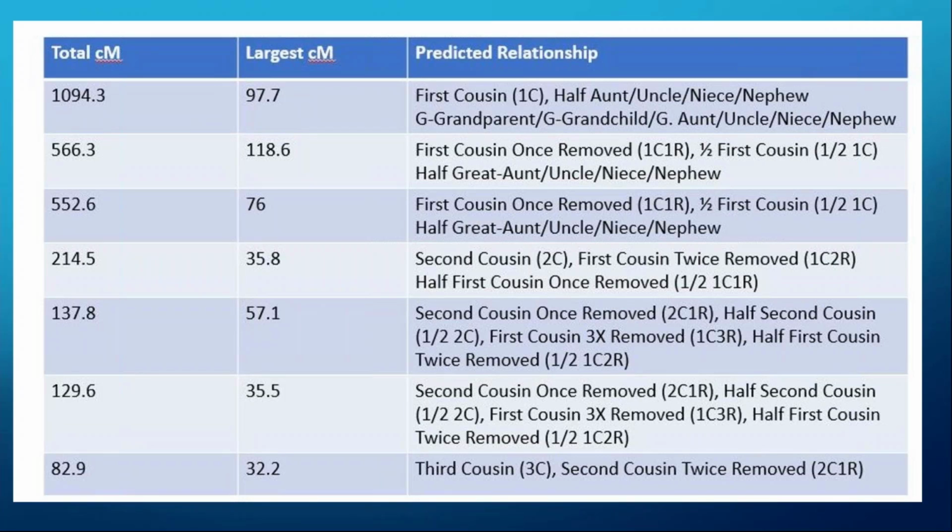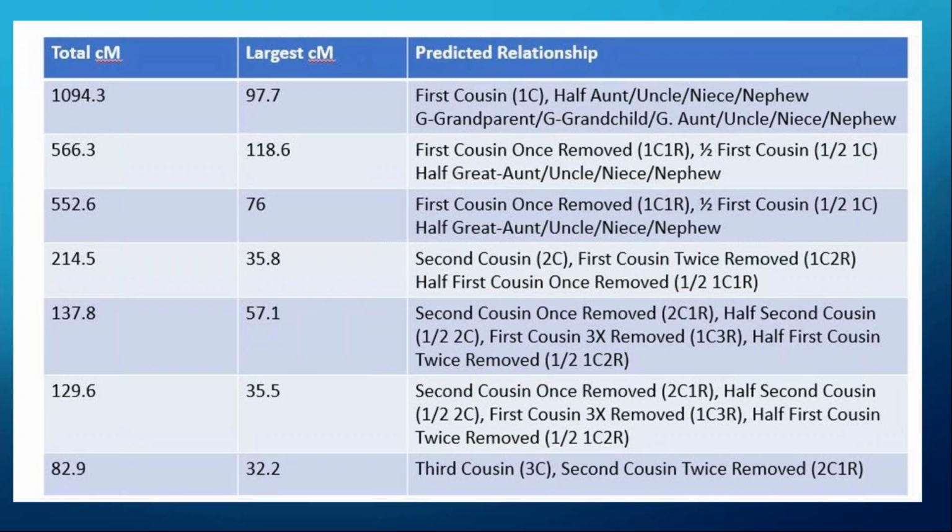I took this information from the earlier slide that showed how many total centimorgans were shared with the individual. And you can see here that in the first case, there were 1,094.3 centimorgans shared, but look at the predicted relationships. It's not just first cousin that could fit into that group.